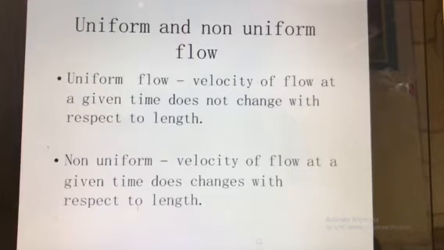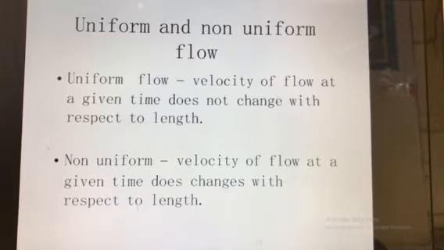Now next is non-uniform flow, the opposite of uniform flow. It means the velocity of the flow will change with respect to space or time; the velocity at point A is not equal to the velocity at point B, because velocity is changing from point to point. So in non-uniform flow the velocity changes, and in uniform flow the velocity does not change with respect to length.